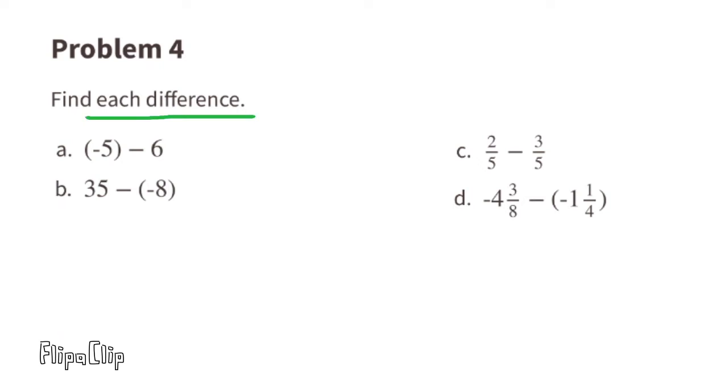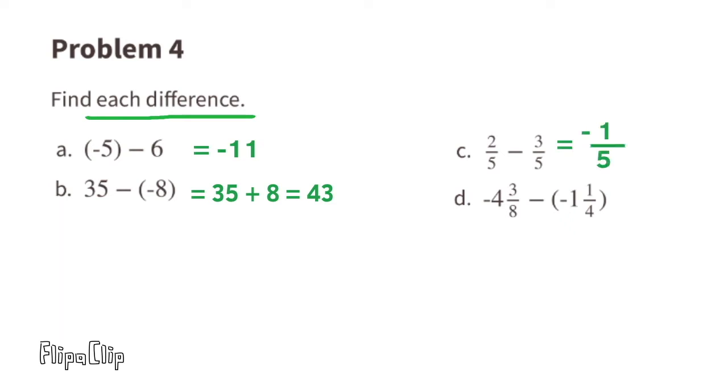Problem number 4. Find each difference. A. Negative 5 minus 6. That's like 5 negatives and 6 negatives for a total of 11 negatives, or negative 11. B. 35 minus negative 8. That's like 35 and the opposite of negative 8. Since the opposite of negative 8 is positive 8, we can rewrite this as 35 plus 8, and that equals 43.